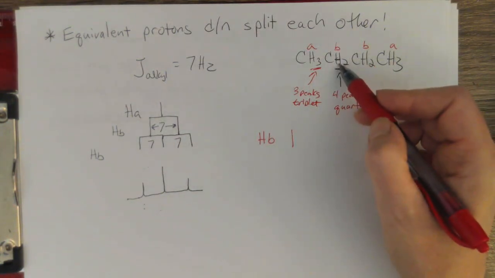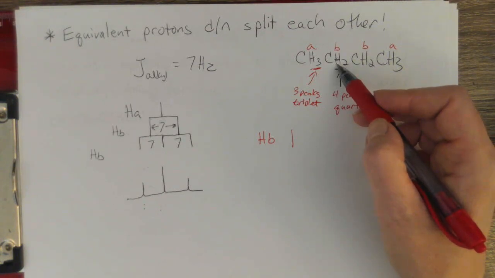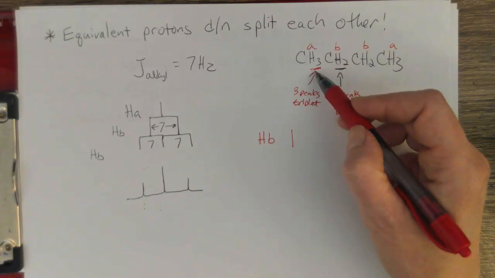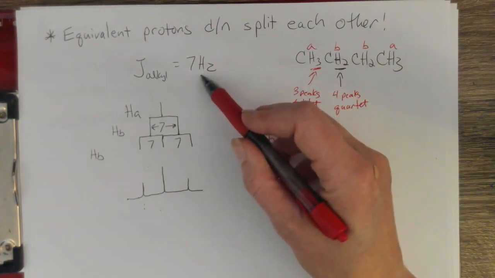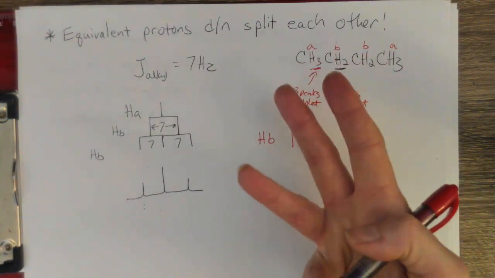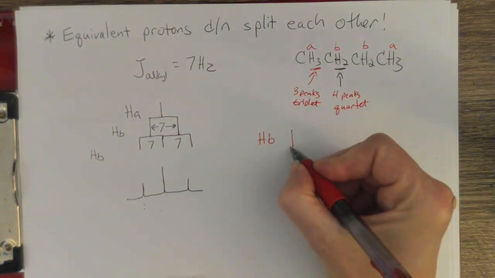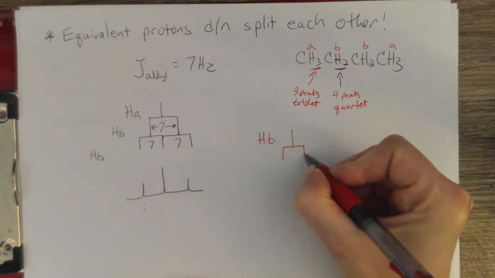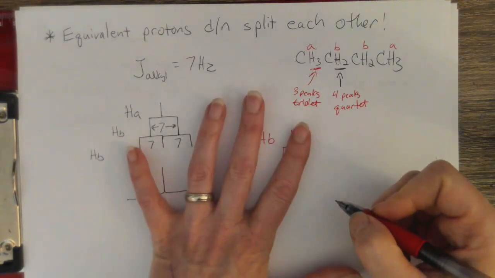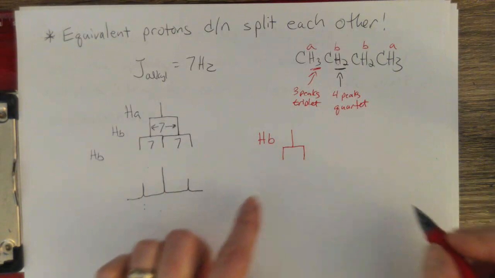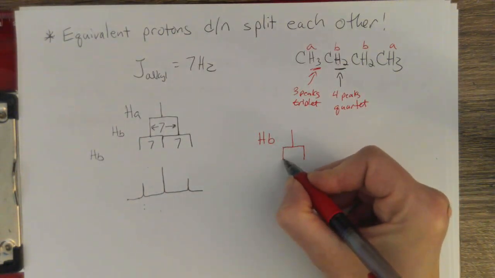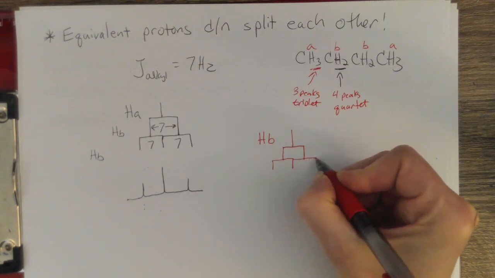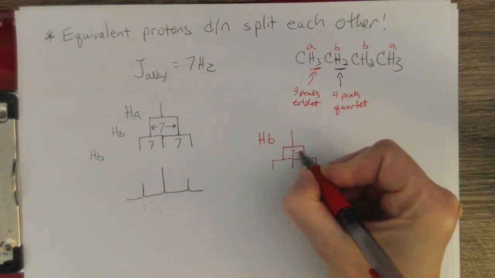Here's HB. Now, how many neighbors does it have? Remember, I can't count these because they're equivalent. We have 3 HAs, and this is the coupling constant. I have to apply this 3 times since there are 3 neighbors. In OneNote, when you're practicing this, if you want, you can apply a grid to the paper and it just makes it easier to do the counting. But here, since the coupling constant is the same, it makes it easy. So this is 7 hertz.